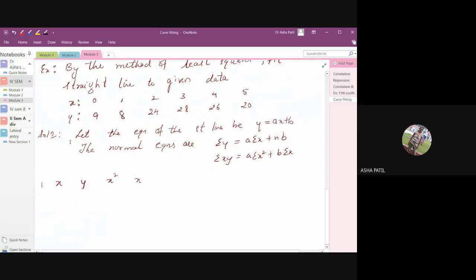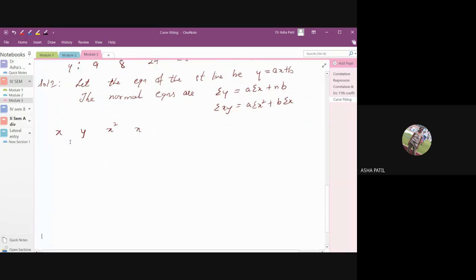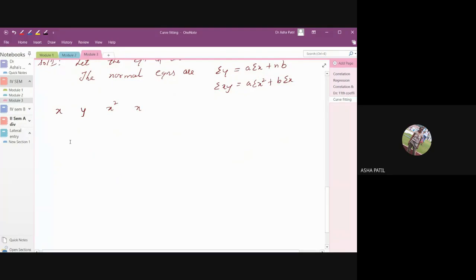Take the values, put the table and tell me the values. X values are 0 to 5. Y values 9, 8, 24, 28, 26, and 20.